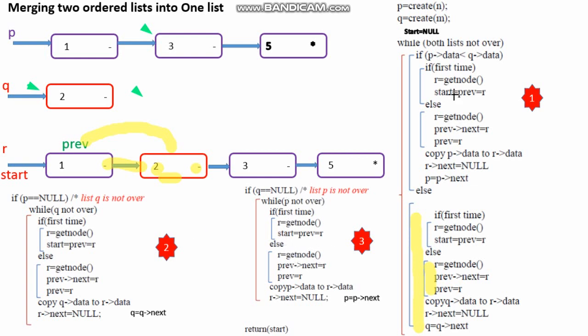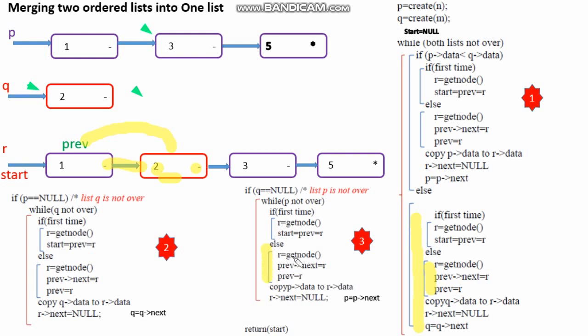The order of the algorithm is 1, 2, 3. We can put it either way and look at this. If Q equal to null, this means this list is over, that is true. So I'm just going to copy from here. While P not over, it's clear. While P not over, it is not the first time now, because it's the second time, so it will come here.